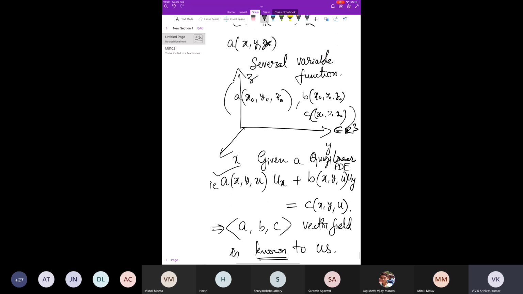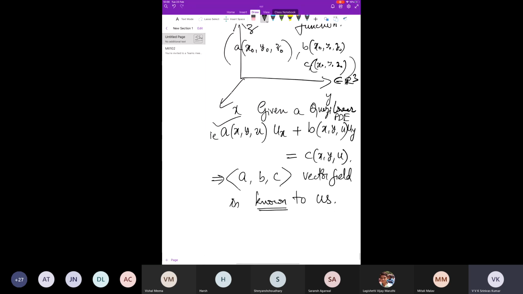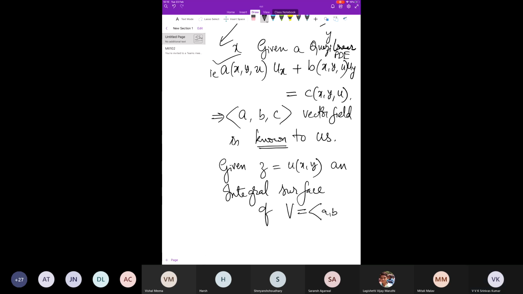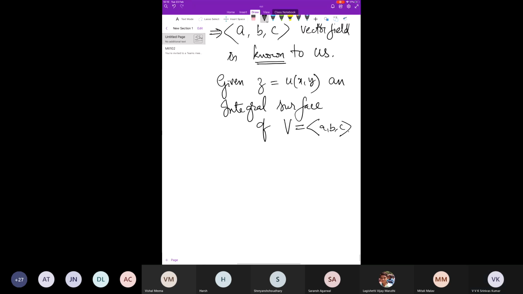Now, what this is saying is that z is also an integral surface of this vector field. That means we are given a solution to this. Given z is equal to u(x,y), an integral surface of V. That means that is a solution. What is the definition of an integral surface? If you see the notes.